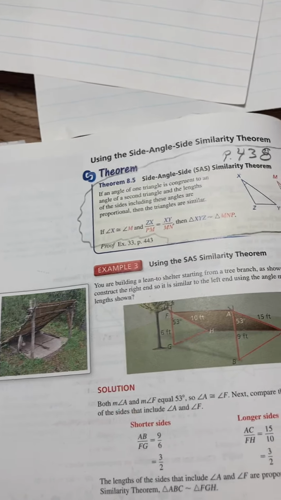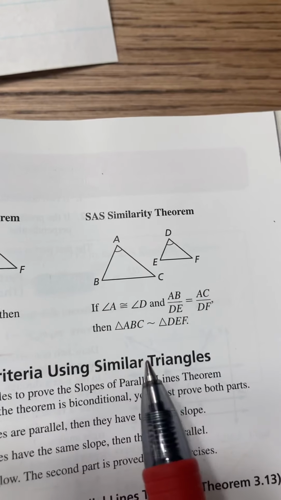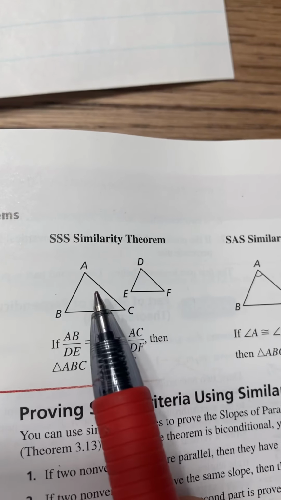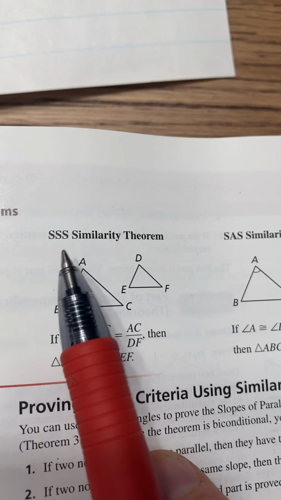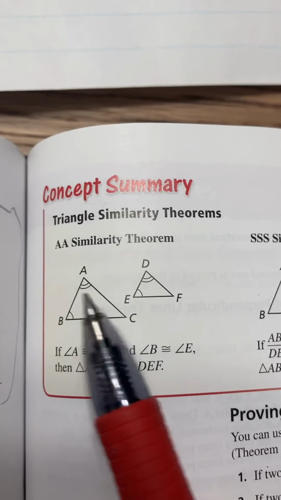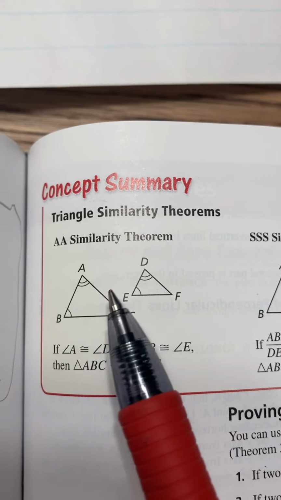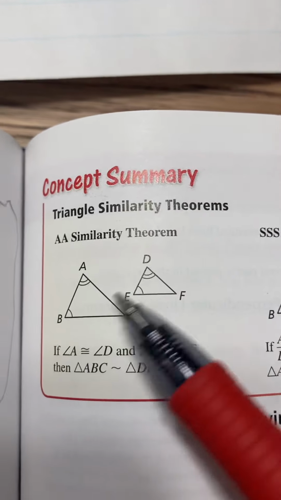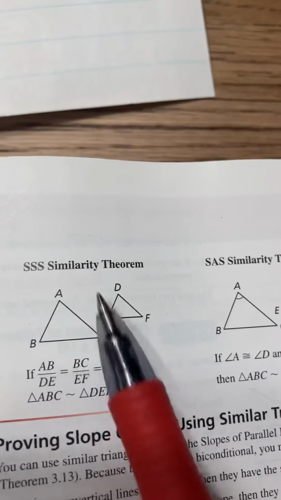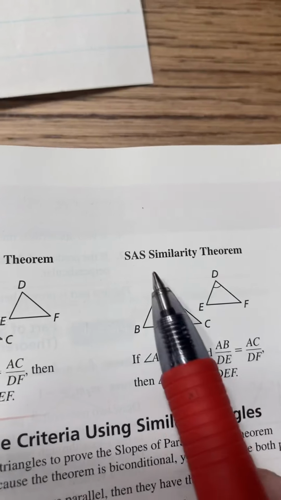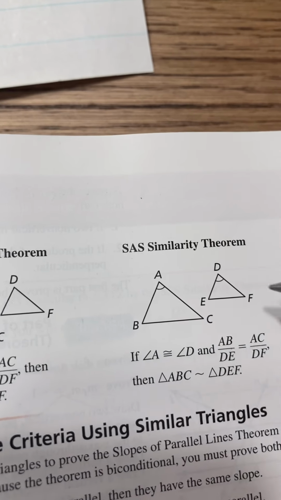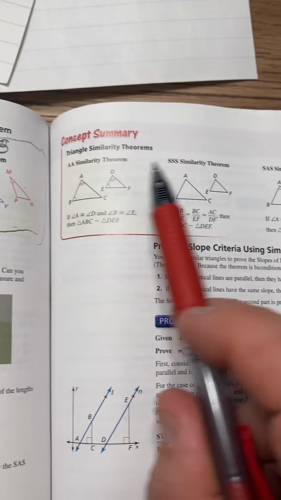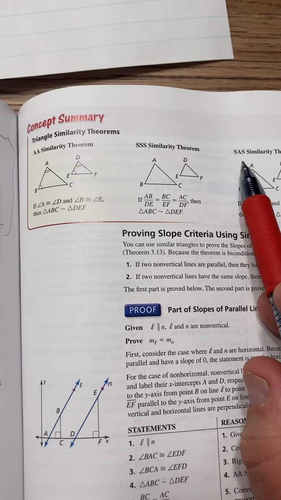So now that you know that, this is the SAS similarity theorem, and the SSS similarity theorem, where all the sides are proportional. And we did this the other day: two sets of angles are congruent, here's one set and the second set, and that means the triangles are similar. In this case, the angles are congruent; in the others, the sides are proportional. For similarity, you only have these three: AA, SSS, and SAS.